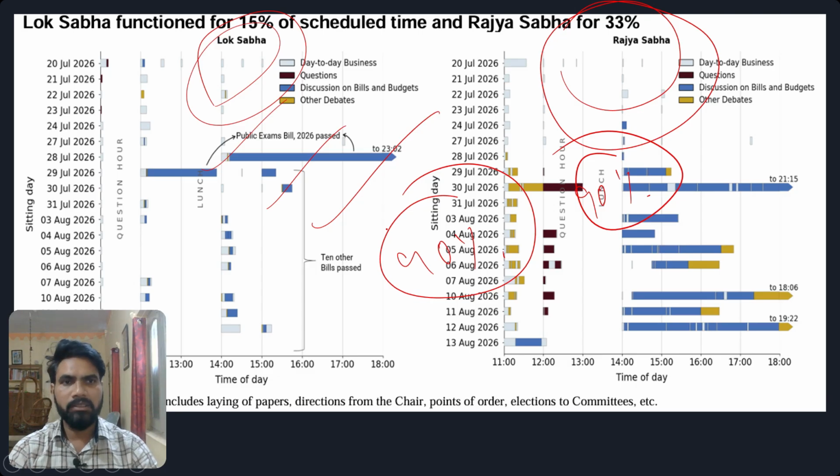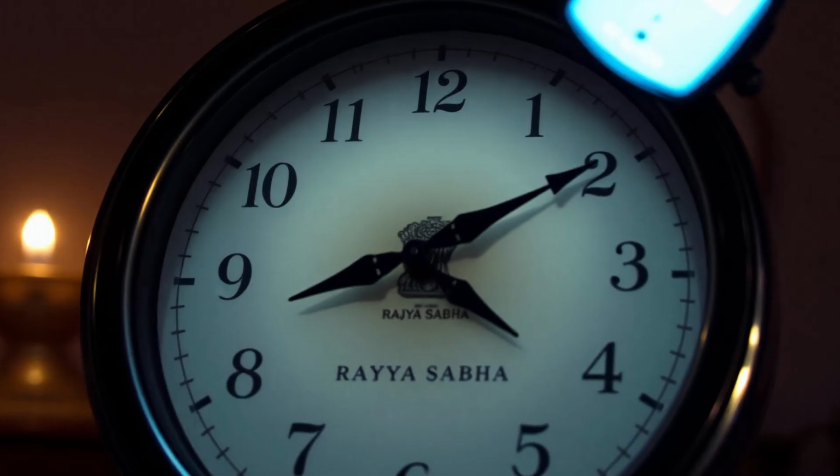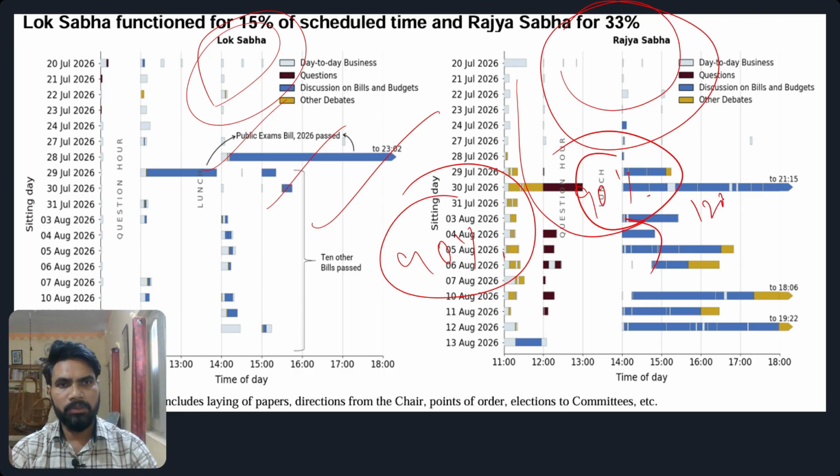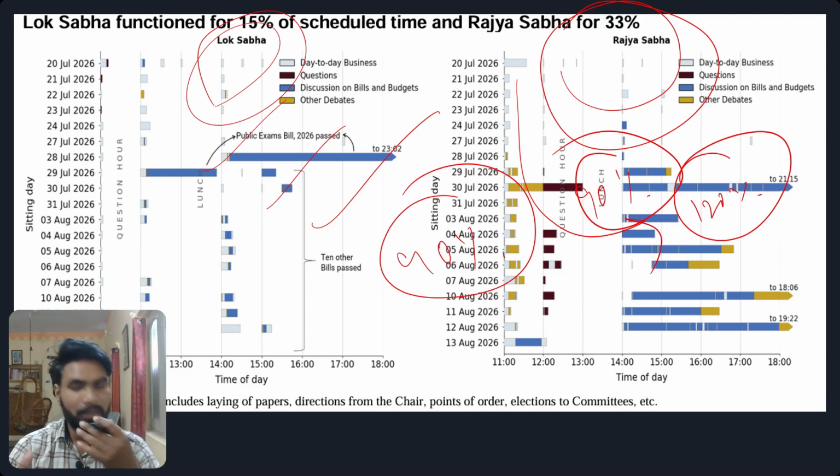There are rare instances where Rajya Sabha functioned beyond the actual schedule. It has gone to 120%, 130% also. It means they have performed better, they have discussed more bills, passed more bills, and had more business. That should be the norm, not functioning only 10%, 15%, 20%. We will see the reasons why this happens.